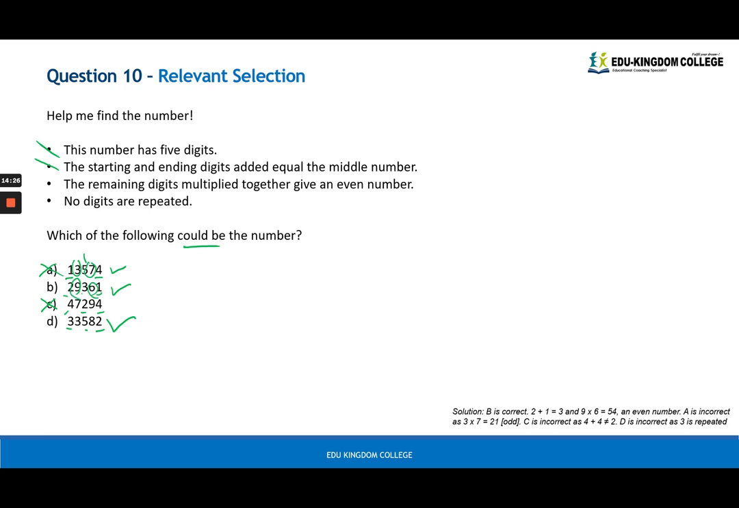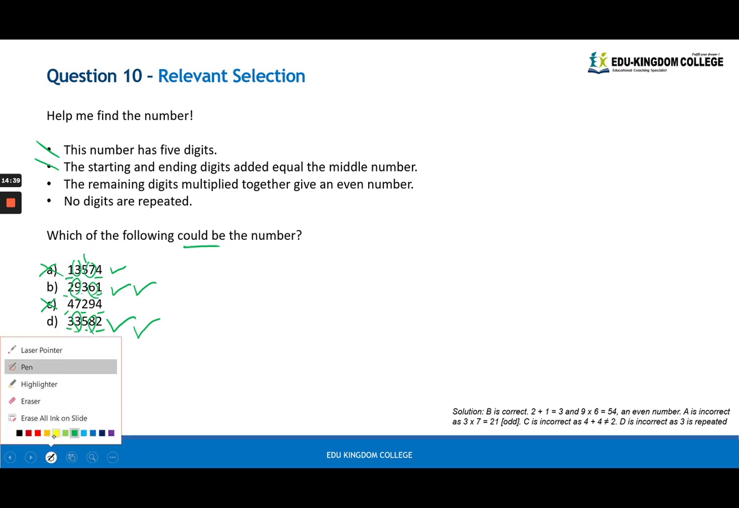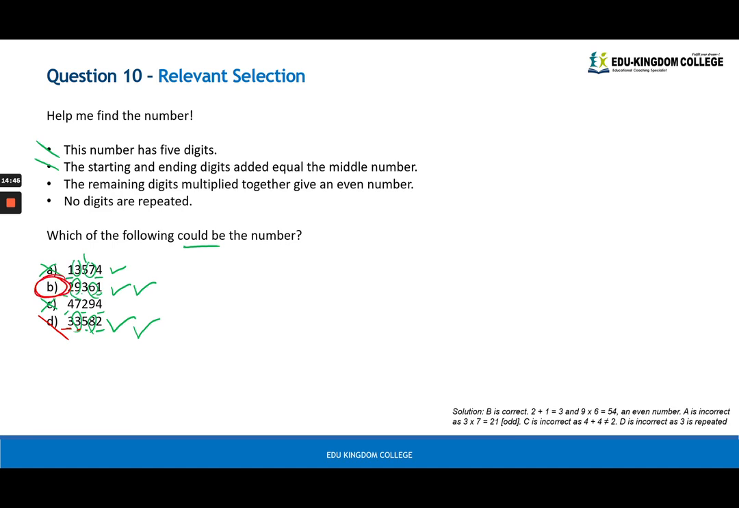9 and 6. 9, 6, 54. B is fine. D, 3 times 8 is 24. Again, D is fine. So it's between B and D. No digits are repeated. You can see in D, 3 and 3 repeated. So D is out and B is our answer. Okay, just work through that strategically like I did just then.